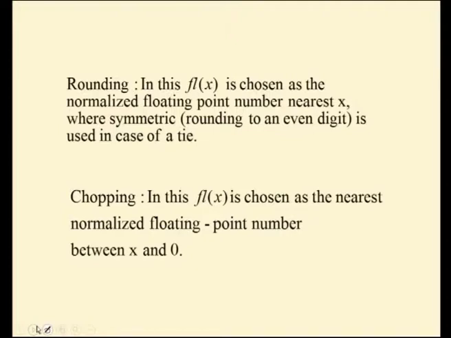What is meant by rounding? In this method, fl(x) is chosen as the normalized floating point number nearest x, where symmetric rounding to an even digit is used in case of a tie. What is meant by chopping? Chopping in the sense of cutting off. In this, fl(x), the floating point representation of x, is chosen as the nearest normalized floating point number between x and 0.